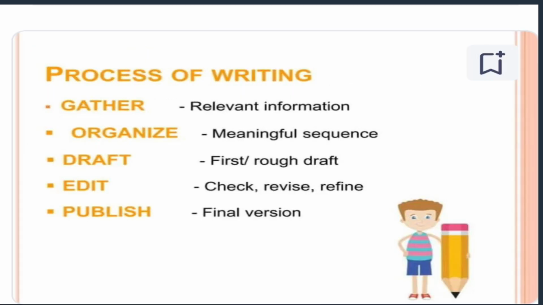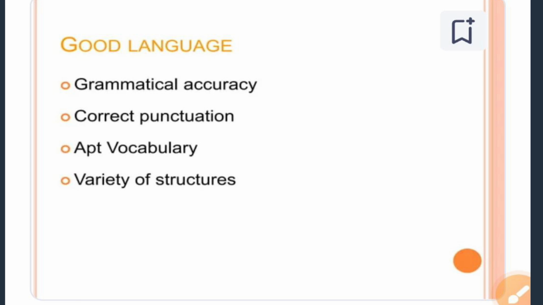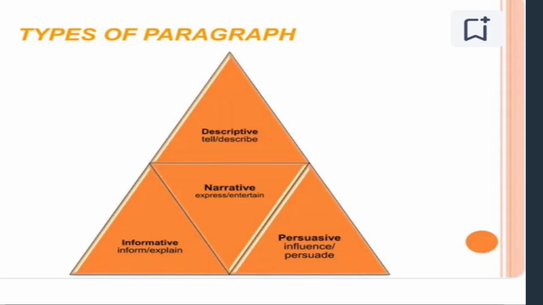Process of writing. Firstly, when you get any topic, try to gather relevant information on that topic. Organize in a meaningful sequence, then draft. What draft means, what comes first, what comes next, just draft it. Then edit, which means check whether it is grammatically correct or not. Revise it and then refine. If you find any correction, then improve it. Then publish the final version. Okay, now good language. Grammatical accuracy is very important. Correct punctuation, apt vocabulary, and variety of structures.